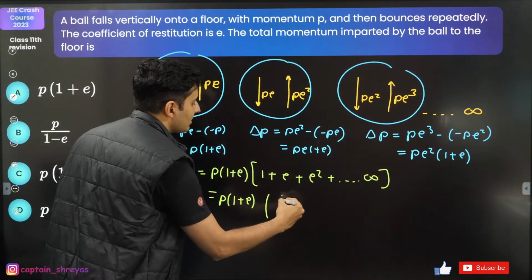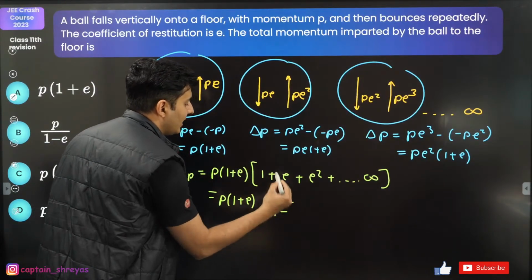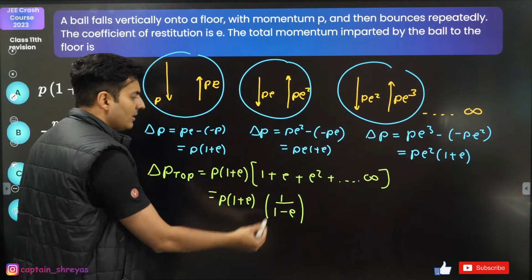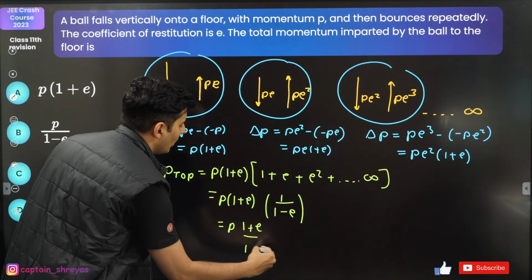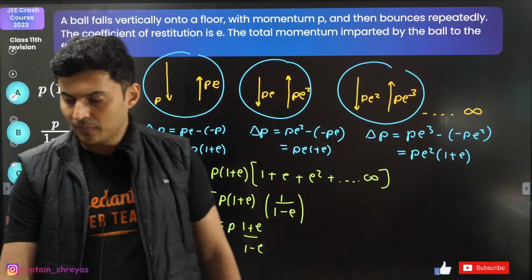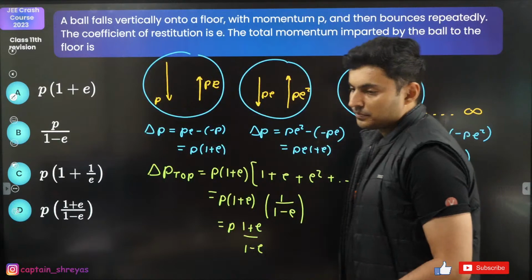So the GP series summation till infinity formula is first term upon 1 minus the common ratio, which in this case is e. So it will be P into (1 plus e) upon (1 minus e). That is the answer. What a beautiful question. Let's check. Yep, option D, of course.